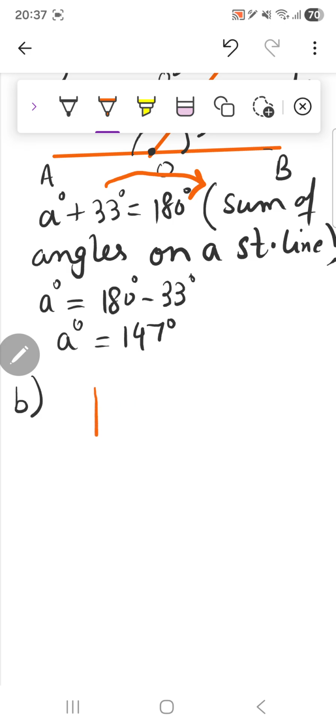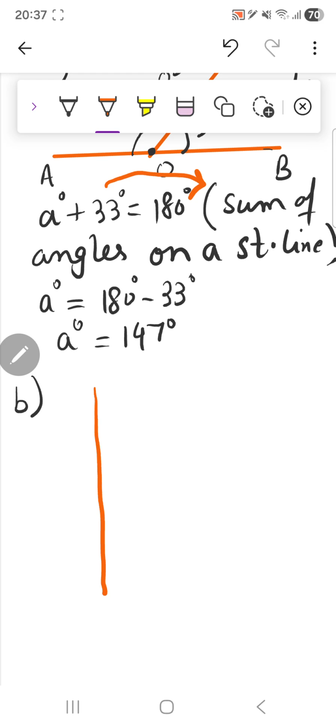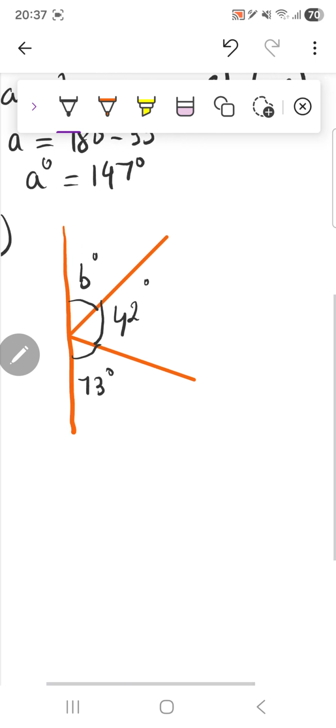B part is, this is the straight line and there are three angles on this straight line. Okay, so the angles are given. This is B angle. You have to find this unknown angle B. This is 42 degrees and this is 73 degrees. So all these are acute angles. So let's write the equation first.